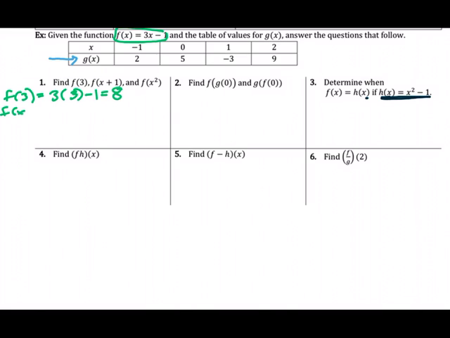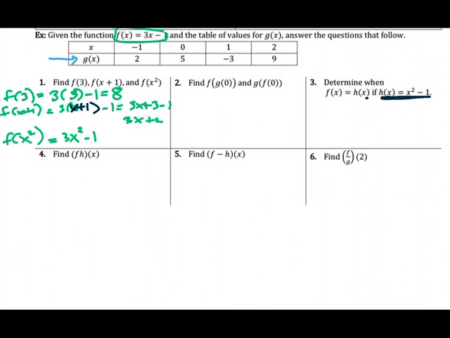F of x plus 1 means that we would plug x plus 1 in, I'm actually going to do this in a different color, x plus 1, in everywhere that there was originally an x. So we're going to distribute here, 3x plus 3 minus 1, 3x plus 2 would be f of x plus 1. And lastly, f of x squared would mean that we're substituting in x squared where there was an x. Nothing can be simplified here, so we can leave it just like that.